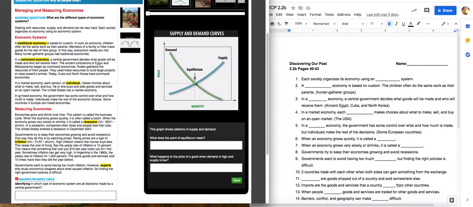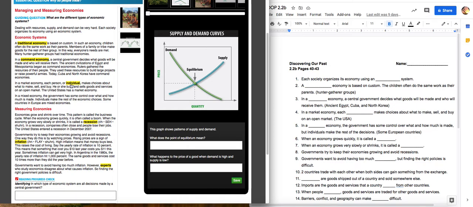Number 5, in a mixed economy, the government has some control over what and how much is made, and individuals make the rest of the economic choices. Some countries in Europe are mixed economies, so they kind of put these two together, where a government controls a number of things, and then the individuals make the rest.